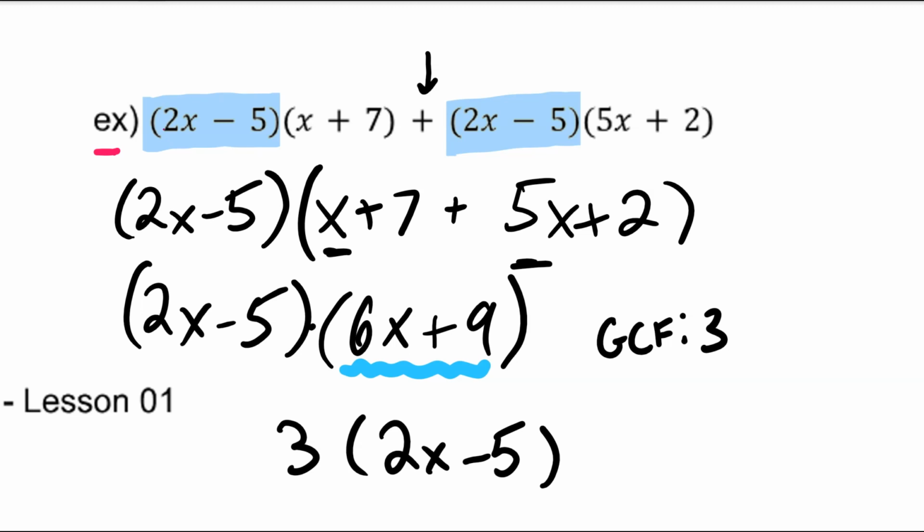Remember, it's multiplication, so it doesn't matter what order I multiply these factors in. And a 2x plus 3. So that's what a fully factored form would look like, even if the GCF is 2x minus 5.